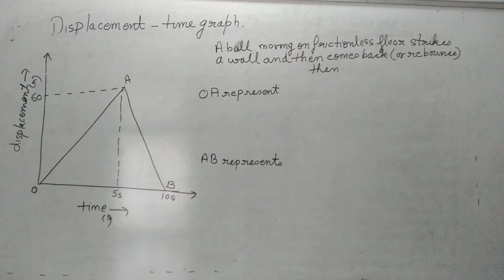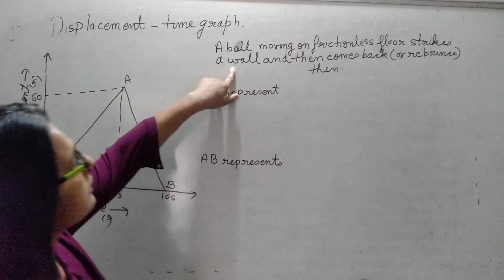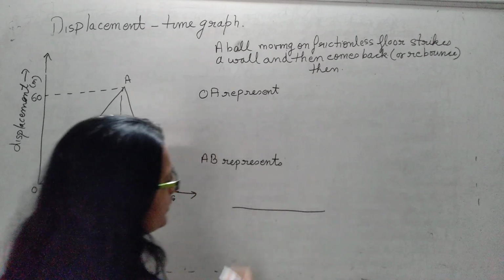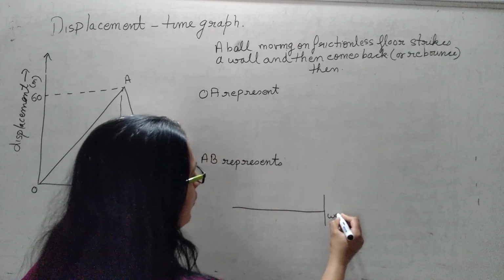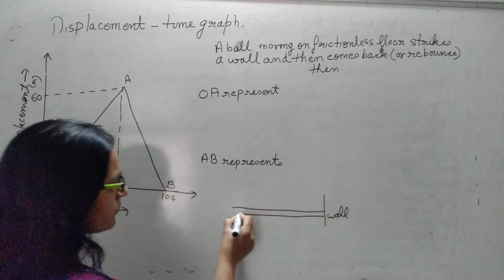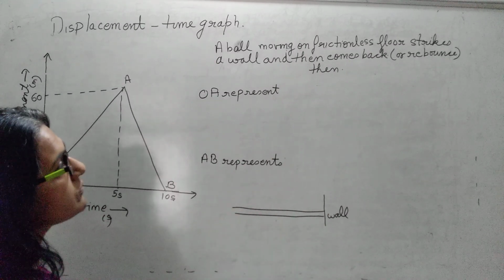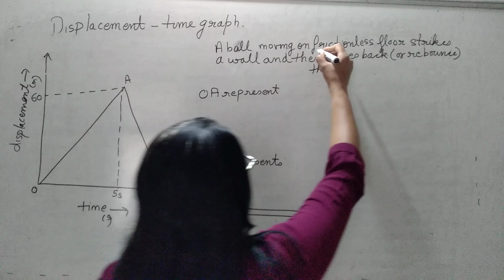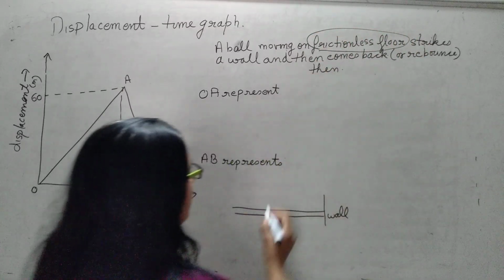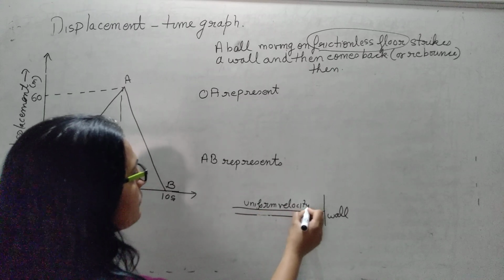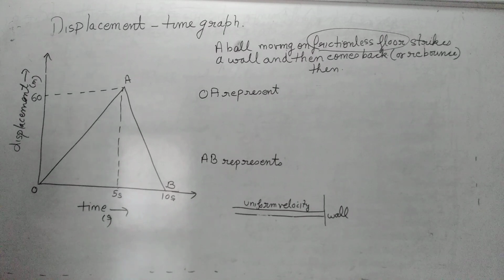Okay students, now see this graph of displacement time. We are taking a case that a ball is moving on a frictionless surface. It strikes a wall and then it rebounds back. Then how do we draw the displacement time graph? It is moving on a frictionless surface. Frictionless floor means that the body is moving with uniform velocity. On a frictionless surface the body always moves with uniform velocity.